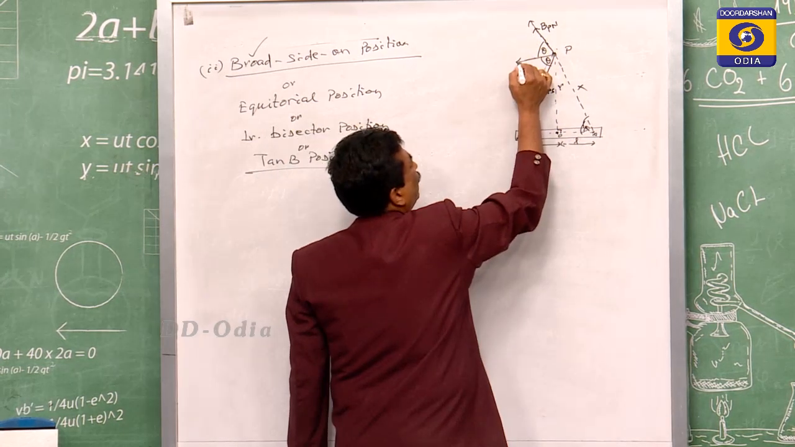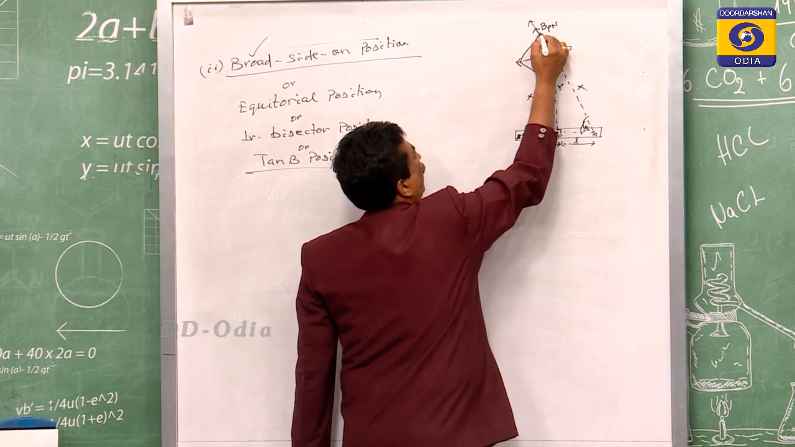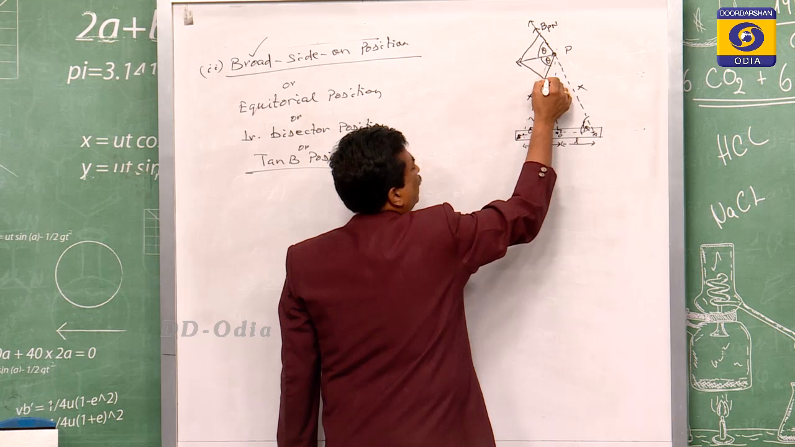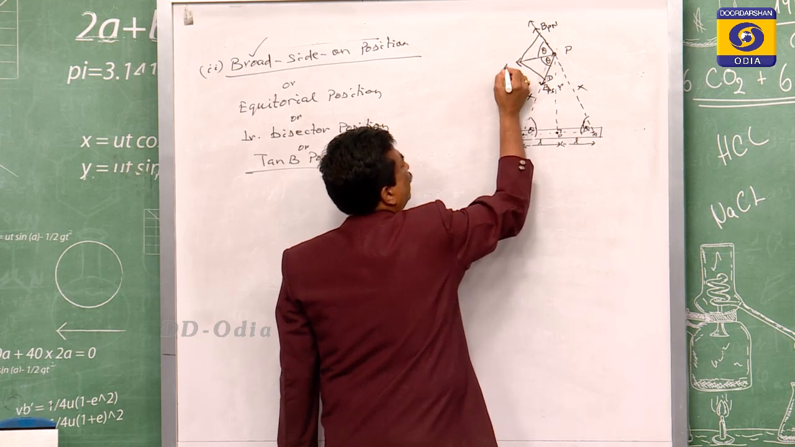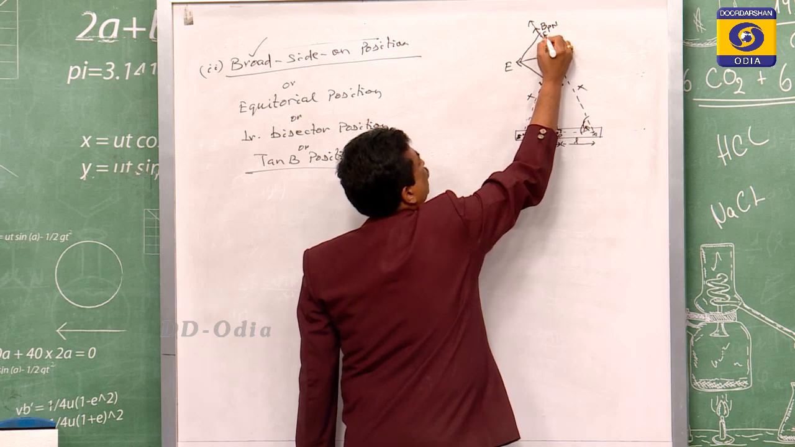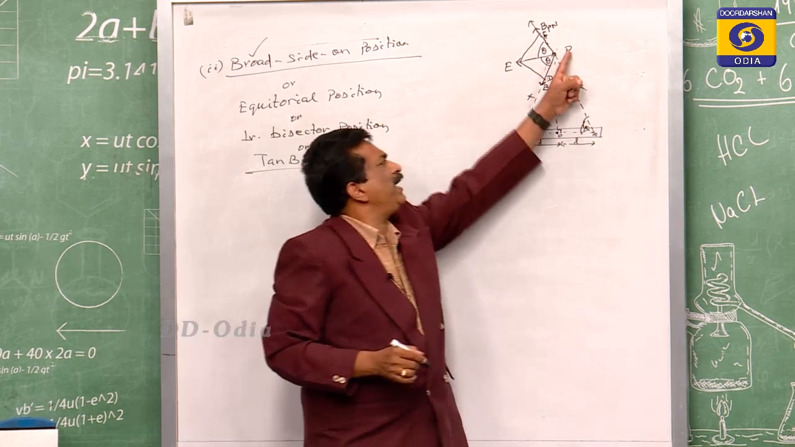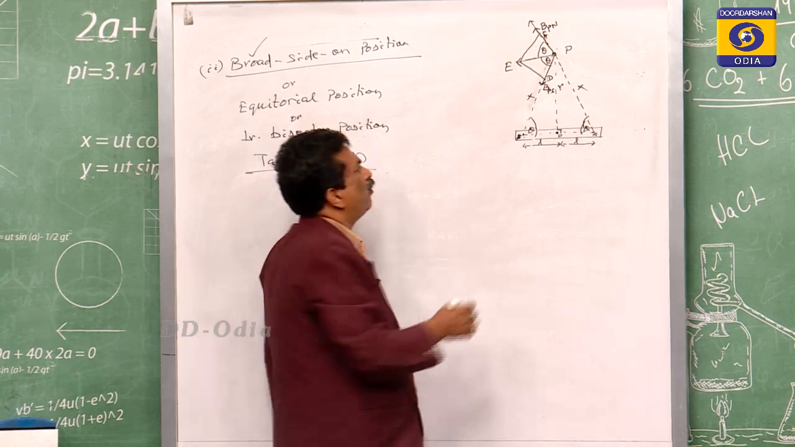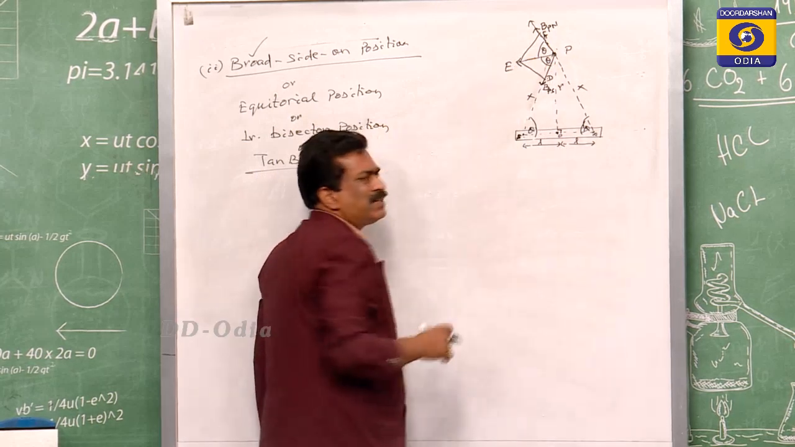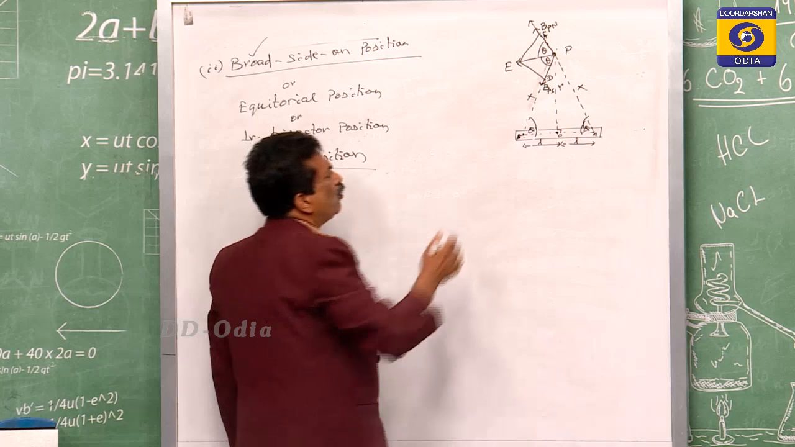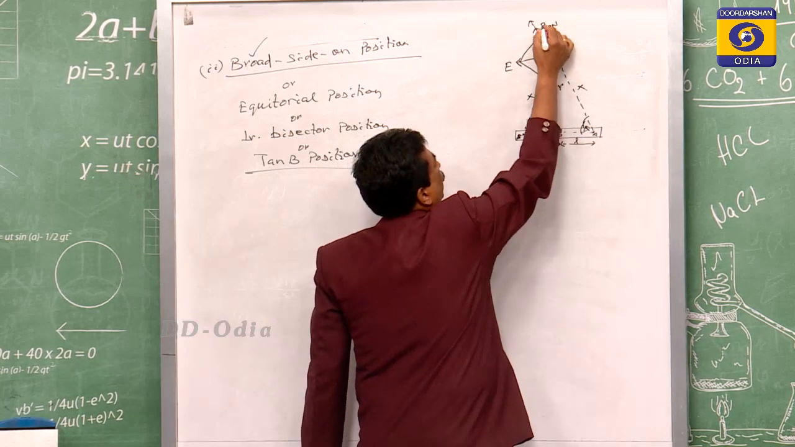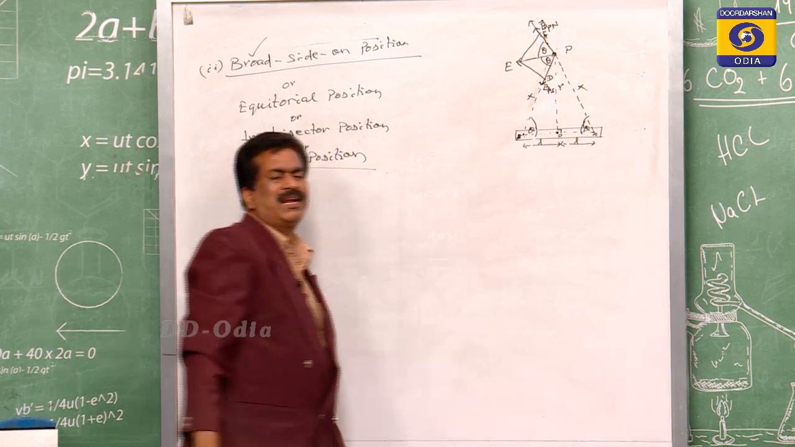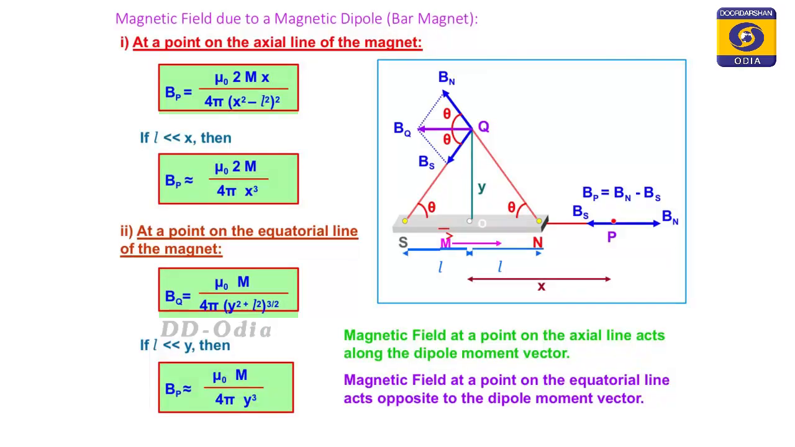So, now complete a parallelogram here. Let us name it. This is P, say this is D E, say this point is F. So, P D E F is a quadrilateral, where P F is its diagonal, and the two vectors, one is the BPN vector, another one is the BPS vector, they are inclined at an angle of 2 theta. So, what will the resultant?